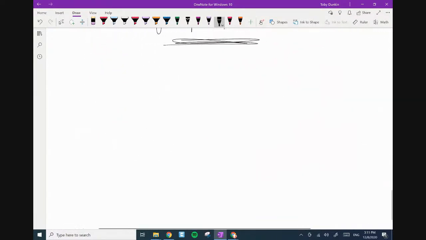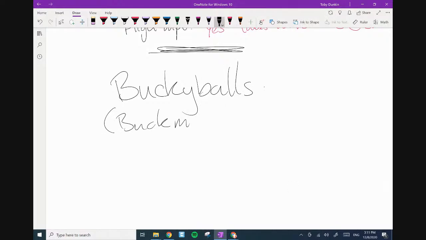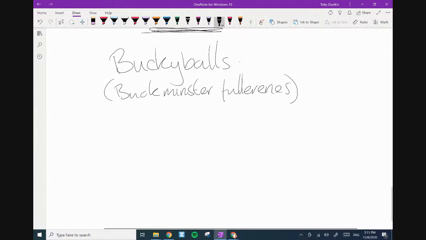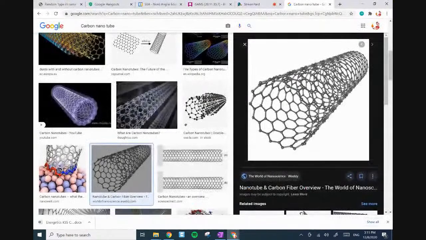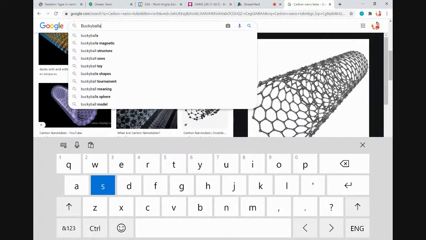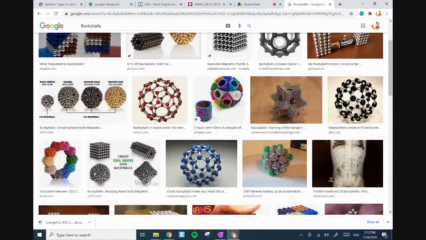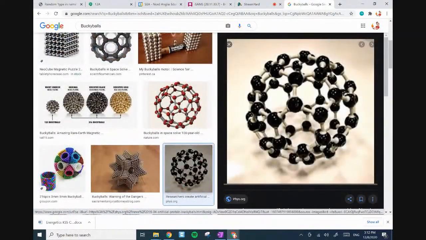Last derivative, buckyballs. Otherwise known as Buckminster fullerenes. Now, Buckminster fullerenes are the footballs. You'll probably remember these from GCSE. There you go. I quite like that image, being the fact that they've actually built one. Now these are kind of funky things.